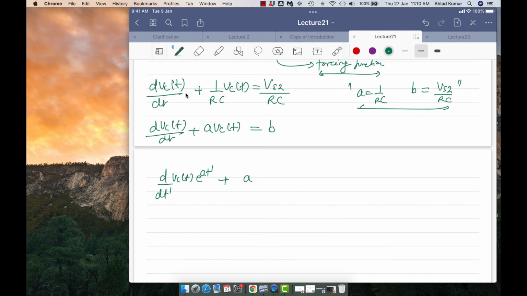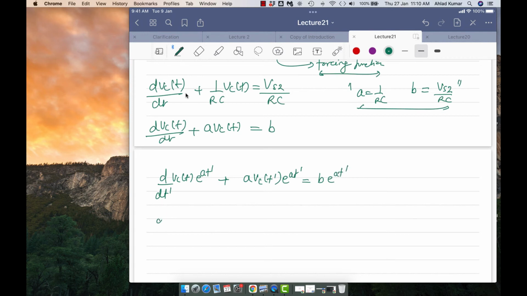But it is this method only that you are doing, that e to the power At. Yeah, there is an integrating factor. That same thing is going on here also. So this is Vc(t prime), and then we have e^(At prime), and then we have here B e^(At prime).